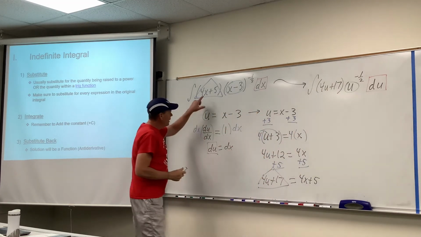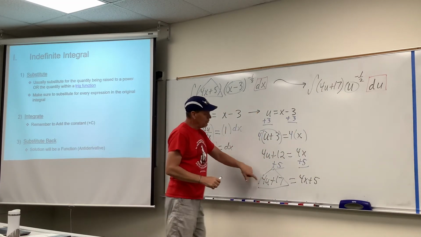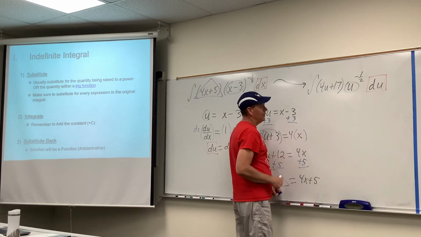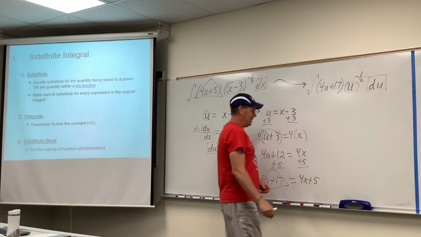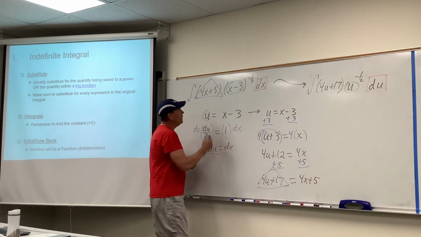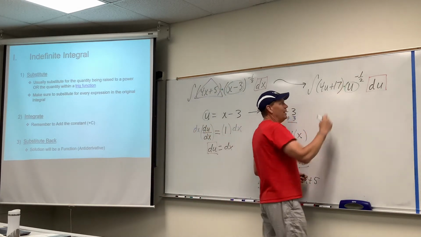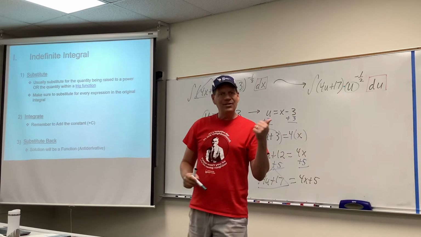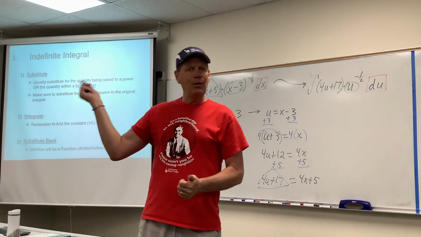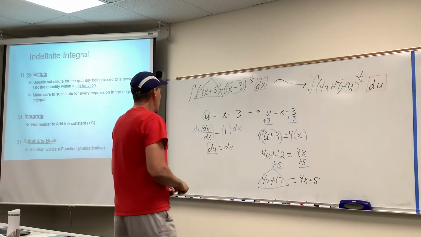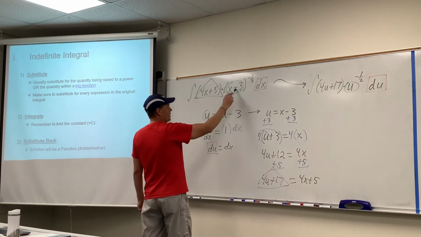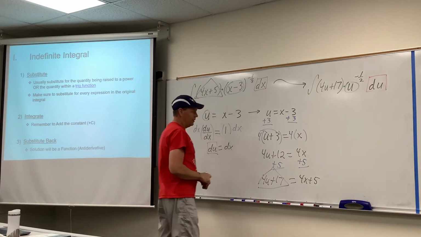So once again, 4x plus 5 gets replaced with 4u plus 17. And you're like, well, what good is that? You told us a while back that there's no product rule, and we still have a product over here. Yeah, fair enough. But that's a different kind of product than the original one. We couldn't distribute these because this expression had a power on it.